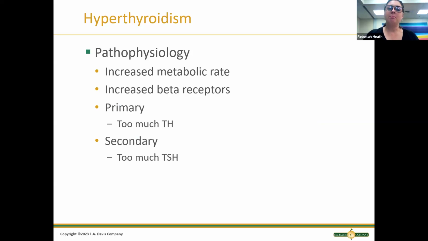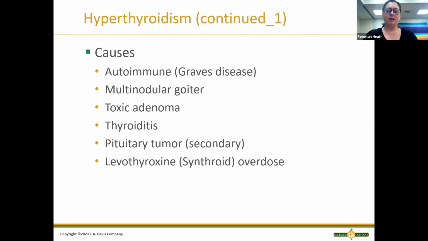So now let's talk about hyperthyroidism. This is the opposite, it's the increased metabolic rate. So the primary is too much thyroid, secondary is something going on with the pituitary gland and it's sending up too much of the thyroid stimulating hormone. So it could be autoimmune disease, that's Graves' disease, and that's where it's causing too much thyroid release. You might have a goiter, you might have thyroiditis, inflammation, you might have a pituitary tumor, right? That would be a secondary issue. You might even have too much other medicine.